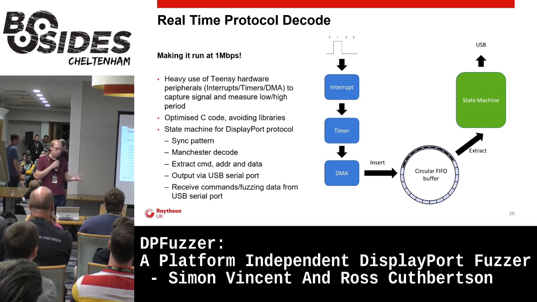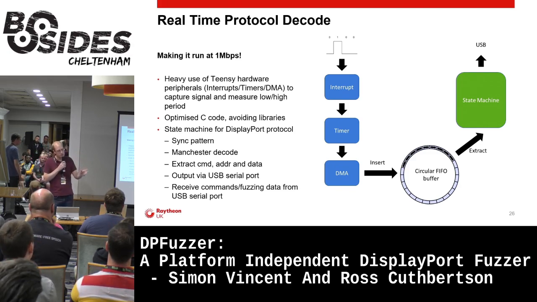And essentially then all we need to do is write an optimized C code state machine, which could quickly go around that buffer looking for the sync patterns. When it sees the sync patterns, it knows in between those sync patterns we've got valid data. So it can then decode that using Manchester encoding, extract all the commands, address, and data, and chuck it out the USB port. And then this also works in reverse. So if we want to send data, we can receive data on the USB port and do the opposite.